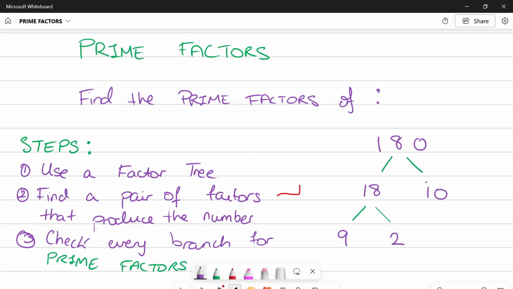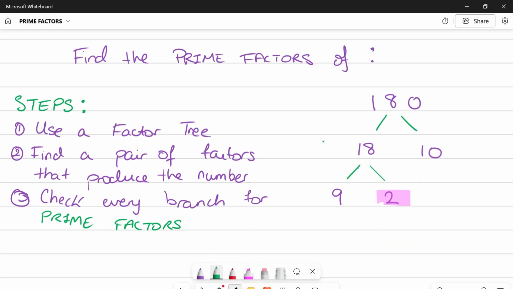So now that we've created a new branch, we must check to see if we found any prime numbers. So 9 is not a prime number. However, 2 is a prime number. Once we find a prime number, that's the end of that branch. So this is the end of this branch here.